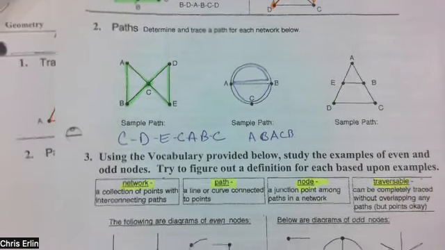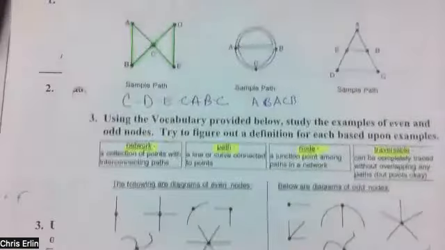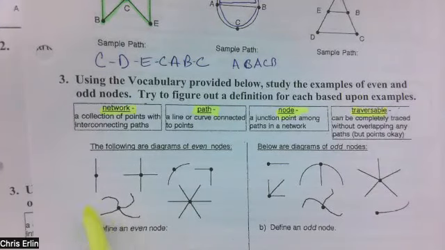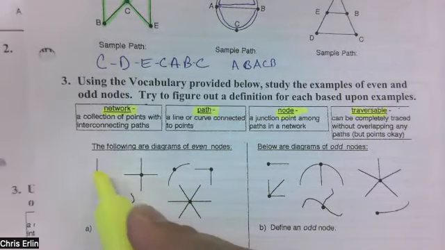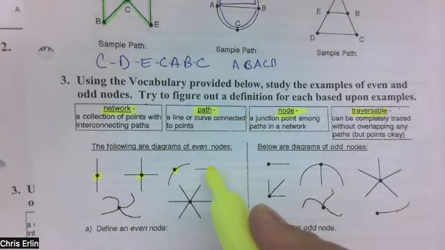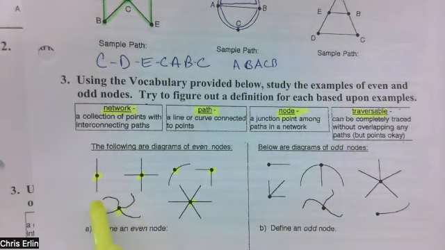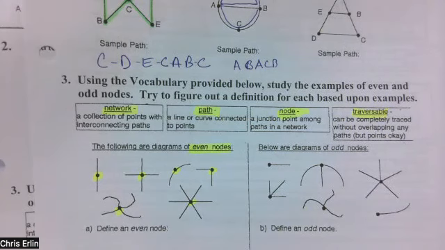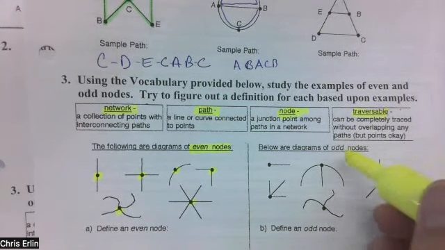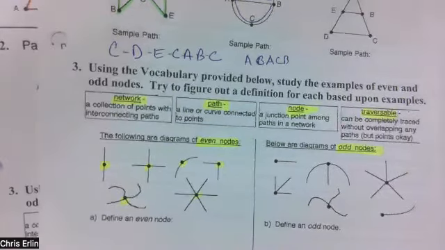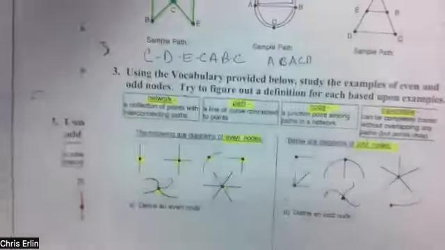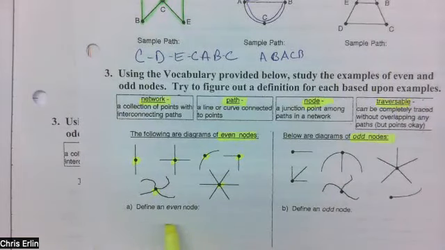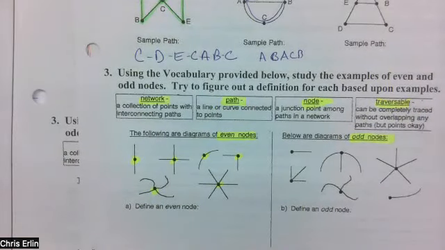And we've talked about traversability. We need to define just a little bit more here. All six of these shapes are considered nodes with a certain number of paths coming out of them. And I'm going to classify these six shapes as even nodes. But over here, these six are examples of odd nodes. So please take a moment, talk with your neighbors, and figure out what a good definition for an even node would be and a good definition for an odd node. Go, talk.